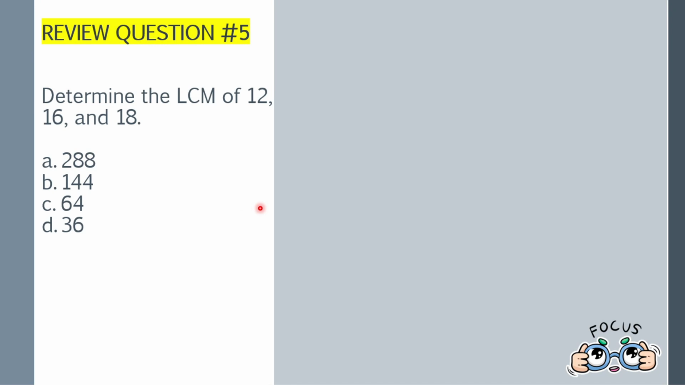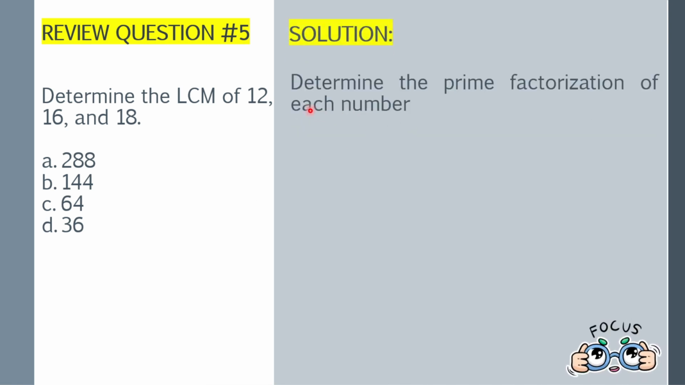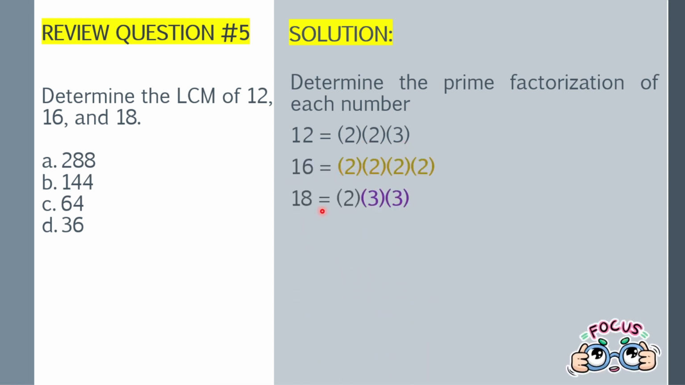Determine the LCM of 12, 16, and 18. Is it A, 288, B, 144, C, 64, or D, 36? So, solution. Determine the prime factorization again of each number. So, here, 12 can be written as 2 times 2 times 3. 16 is four 2s. While 18 is 2 times 3 times 3.